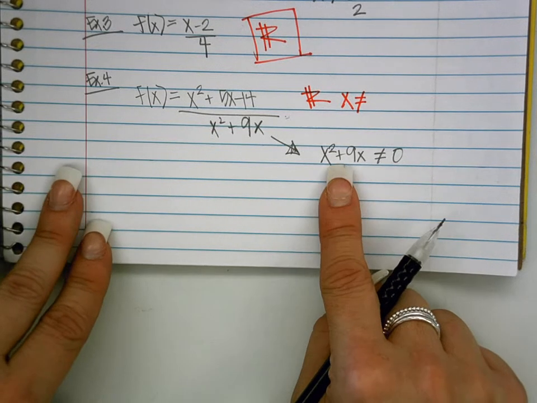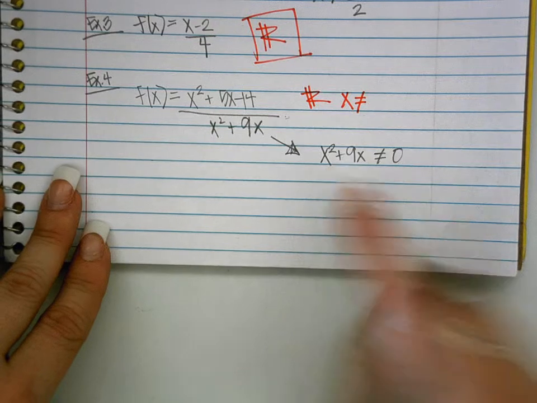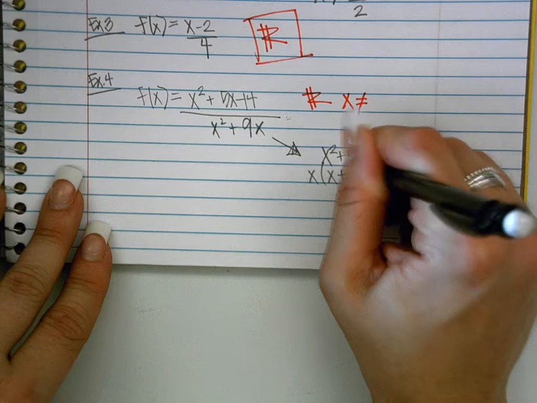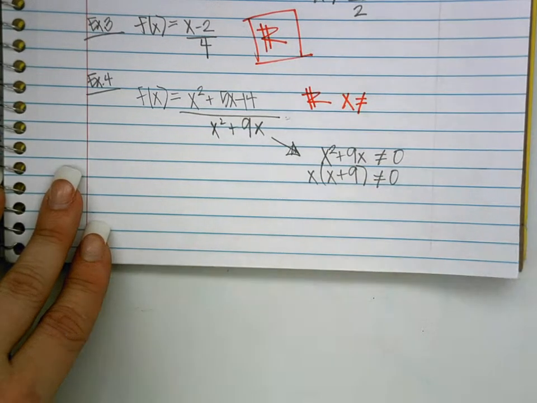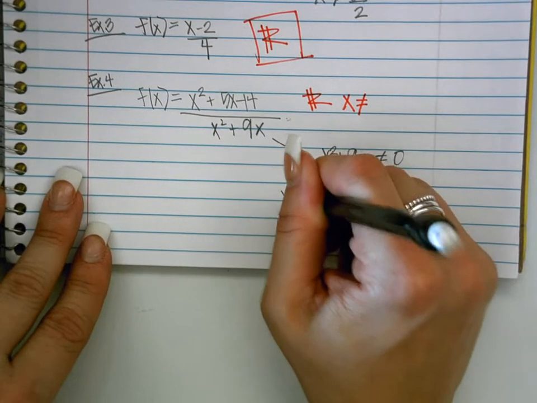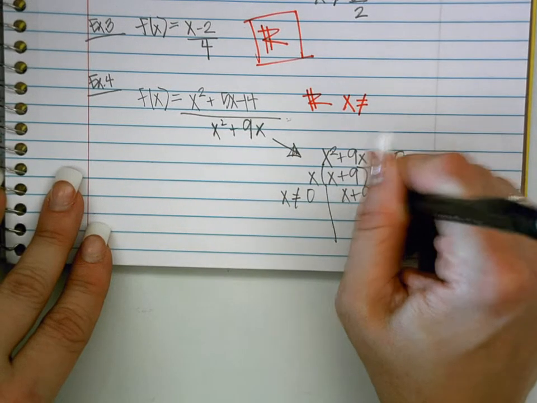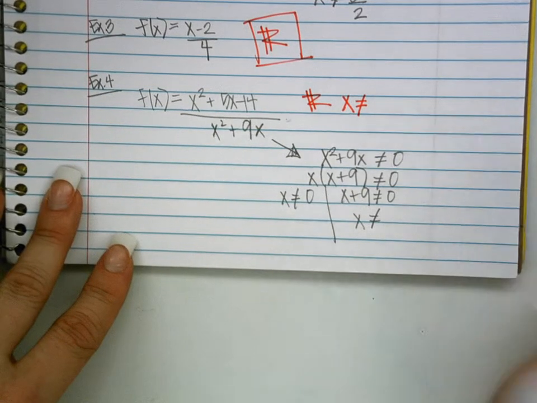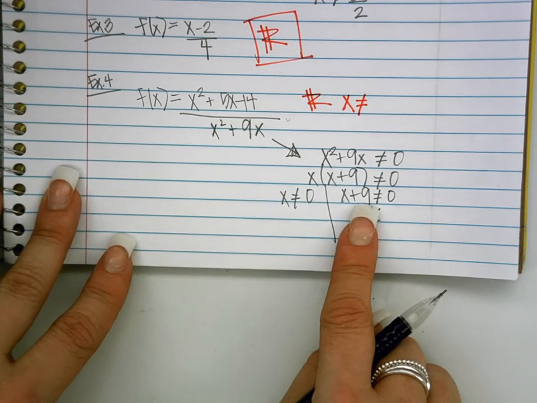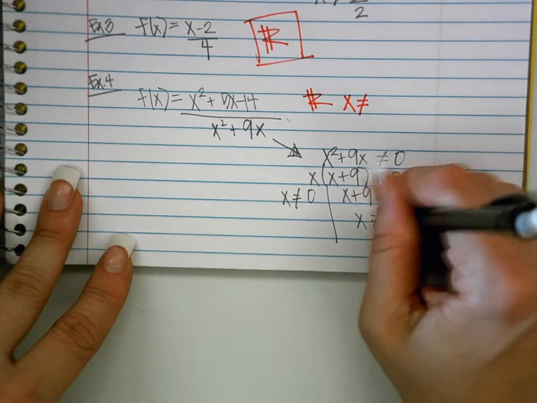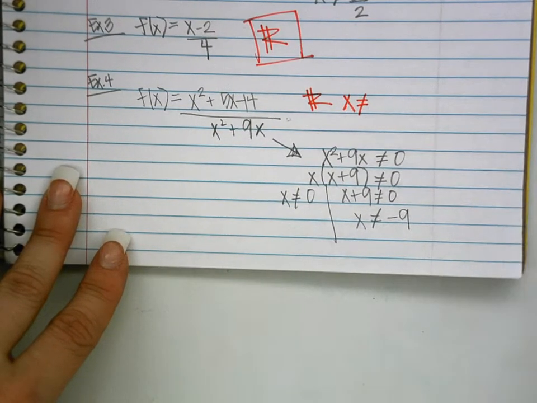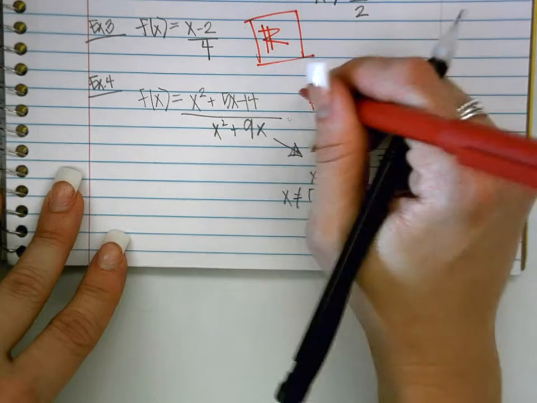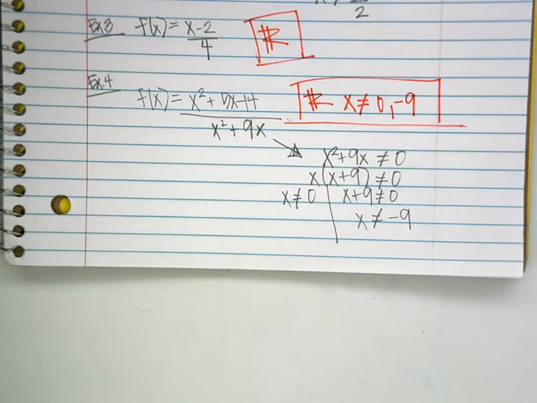So how can you factor x squared plus 9x? Take out the GCF of x. Left behind is x plus 9. Set each part not equal to 0. So x cannot equal 0. What else can x not equal? How would you solve for x here? Subtract the 9, so x also cannot equal negative 9. These are your exceptions. So all real numbers except 0 or negative 9. That's the domain of your function.